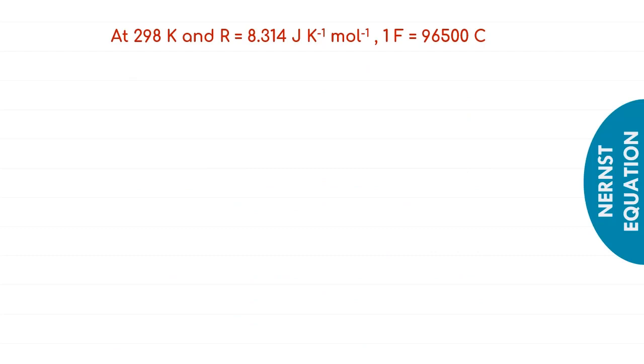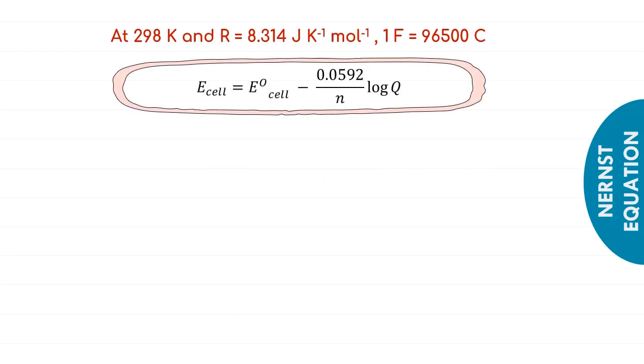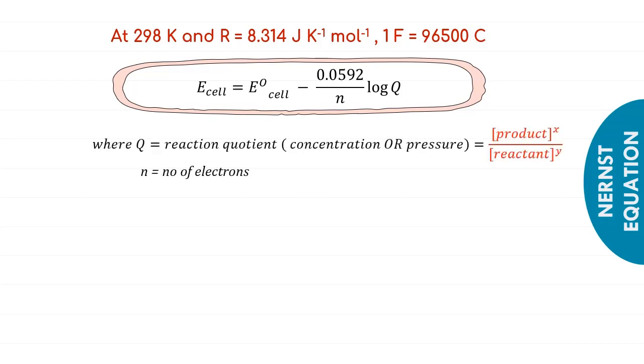But this equation can be simplified to the following if the temperature is set to 25 degrees Celsius or 298 Kelvin. Cell potential is equal to standard cell potential minus 0.0592 over N log Q. Q is the reaction quotient. It can be either concentrations or pressure or both based on the net ionic equation. N is the number of moles of electrons that we get from the overall redox reaction. So, it is very important to first find the net ionic equation before using this equation.